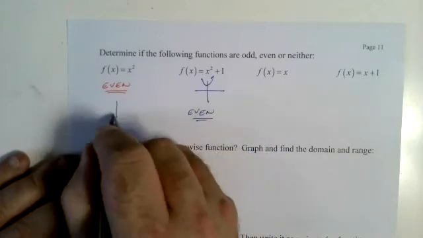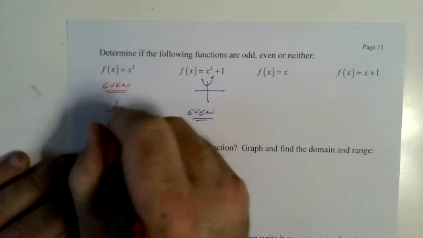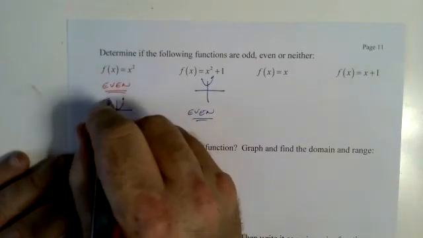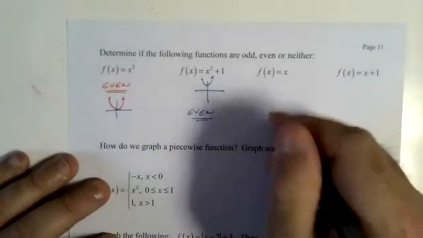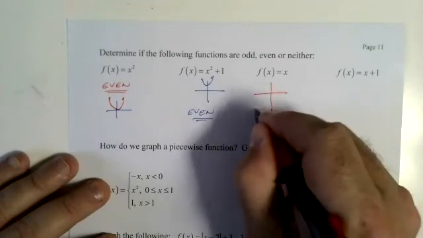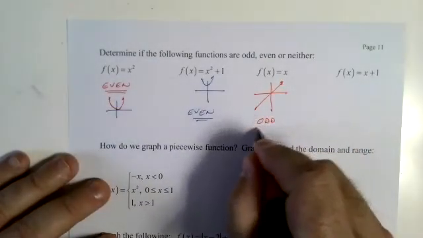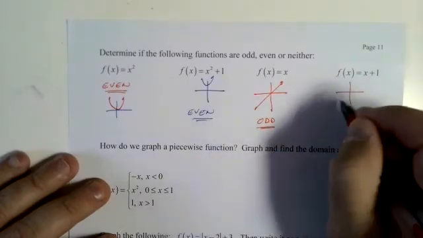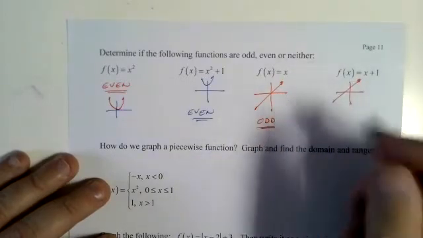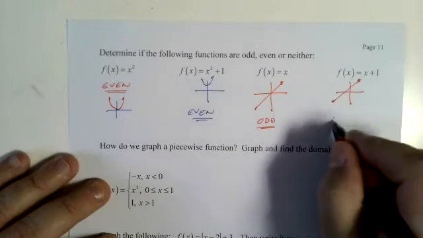Hey, we didn't graph this one. Okay, fine. Don't get all upset with me. Yeah, you're right. Fold over, it's even. What about X? Spin the page. Yep, odd. What about X plus 1? Spin the page. Doesn't look the same. Doesn't fold over. Neither.